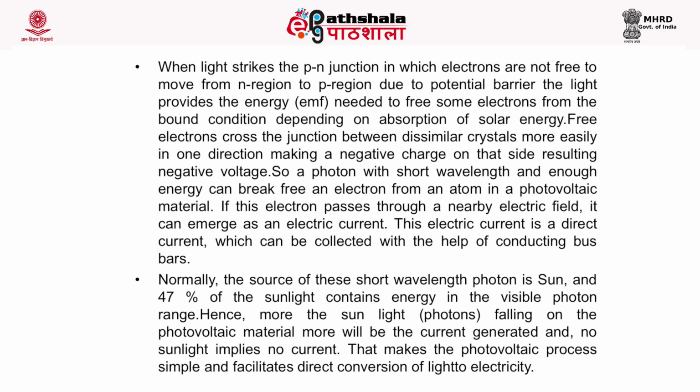Normally, the source of this short wavelength photon is the sun, and 47% of the sunlight contains energy in the visible photon range. Hence, the more the sunlight or the photons falling on the photovoltaic material, the more will be the current generated. And if there is no sunlight, that implies no current. That makes the photovoltaic process simple and facilitates direct conversion of light to electricity. So this is the principle of photovoltaic effect in the photovoltaic system.